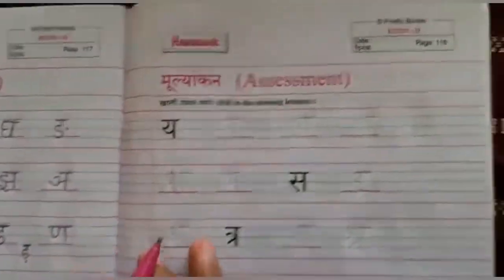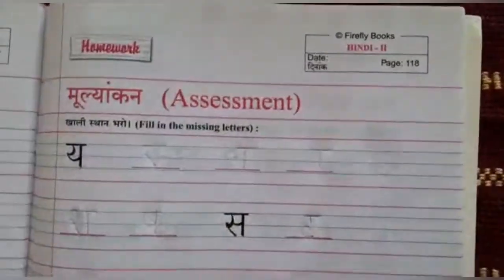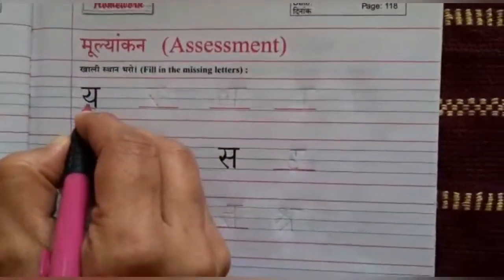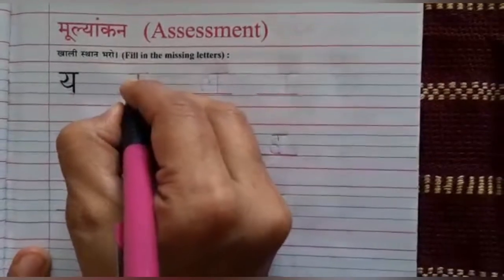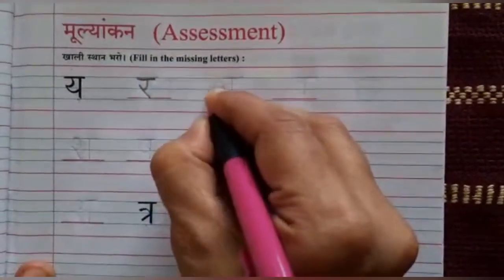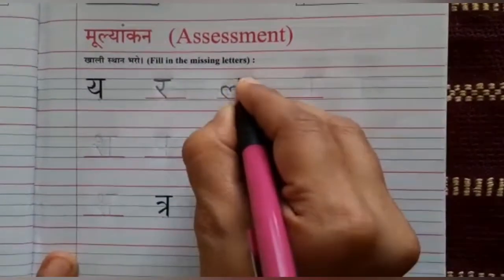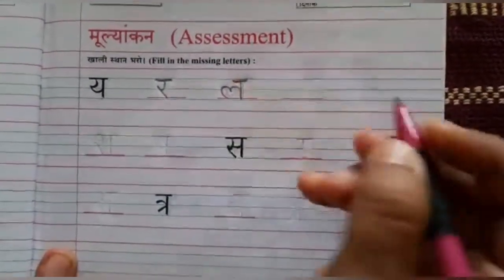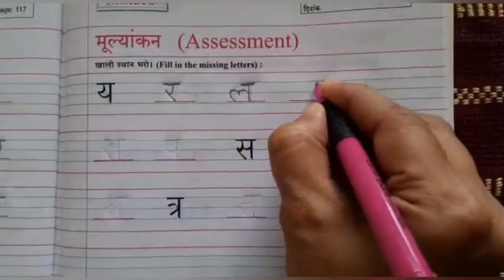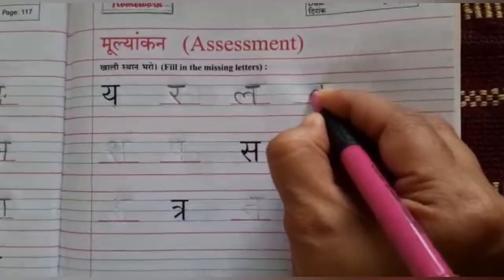Now, let's move on to the page number 118. Here, ya is given. What comes after ya? Ra. Ra se rath. And la. La se laddu. Ya, ra, la, va. Va se varsha.